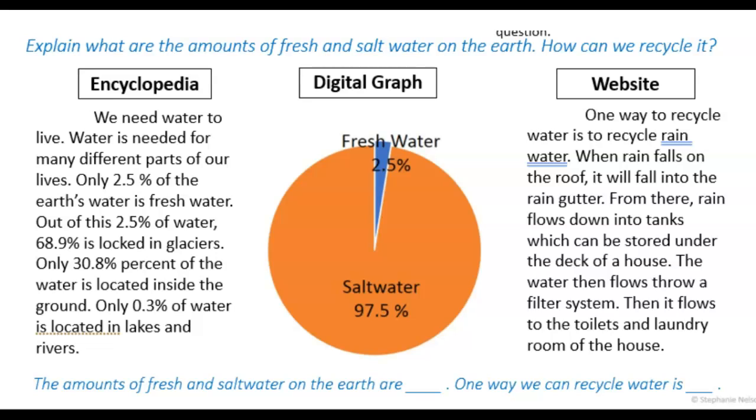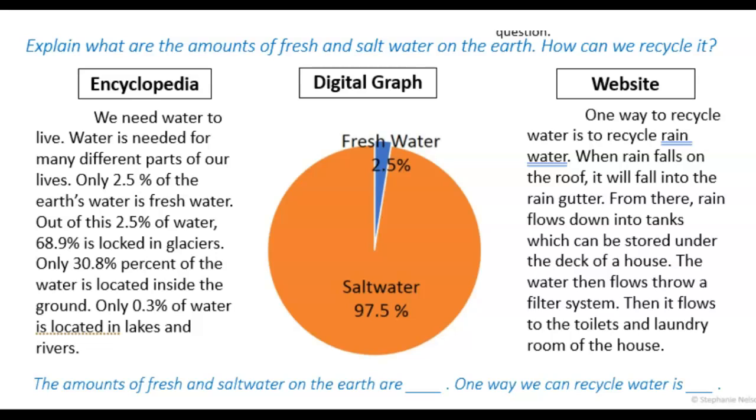What you're going to do now is just practice briefly with this. You're going to read the encyclopedia, look at this digital graph, and look at the website and do the exact same thing just in your reader's notebook. The question is, explain what are the amounts of fresh and salt water on Earth and how can we recycle it? What I would say, because these are kind of two separate questions, I would go through RACE and restate each of these and answer it, and then tell where you got your text and explain.